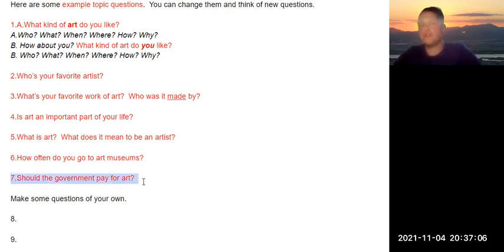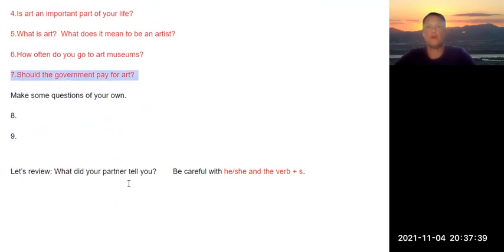No, I don't think the government should pay for art, because I think then the government would be able to control the art, and then it wouldn't really be art. And I think artists need to have passion. And I think if they're controlled by someone else, then that would limit their passion. What do you think? Do you agree or disagree? So if you were an artist, would you want the government to pay for your work? All right, good.